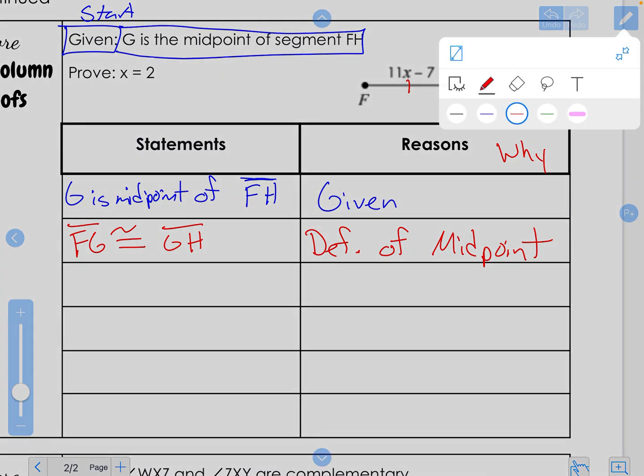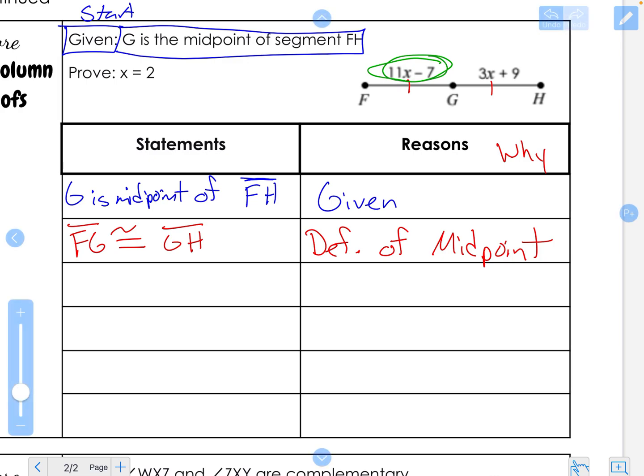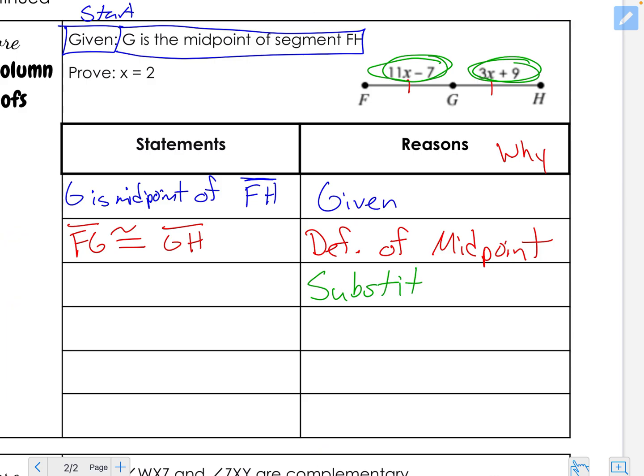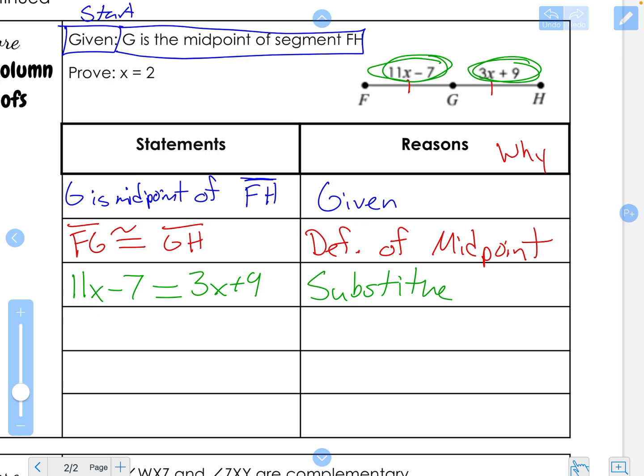So the other thing that the problem tells me is what the length of FG is, and what the length of GH is. So using that information, I'm going to substitute both of those sections in for FG and GH. Because I know that 11x minus 7 is the same thing as FG, and I know that it equals 3x plus 9, which is the same thing as GH, I can just substitute those two algebraic expressions into the problem. So now I need to solve the problem using my algebra.